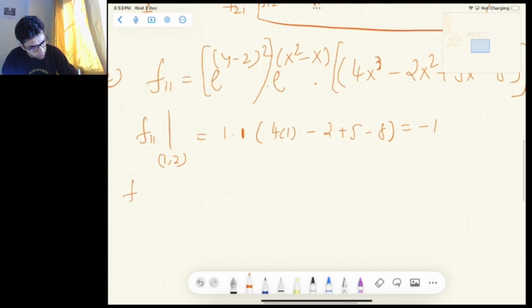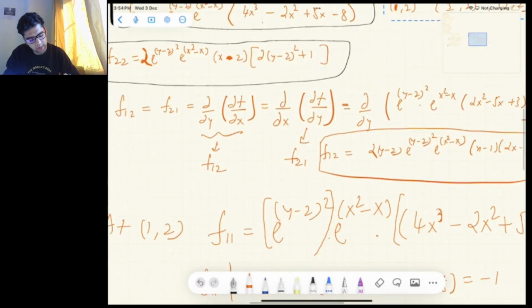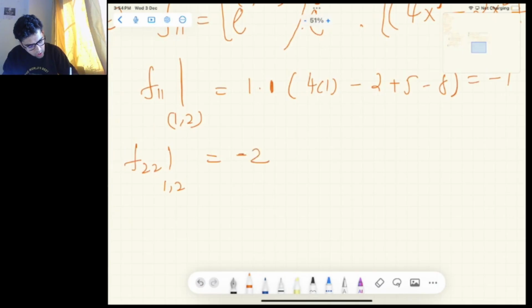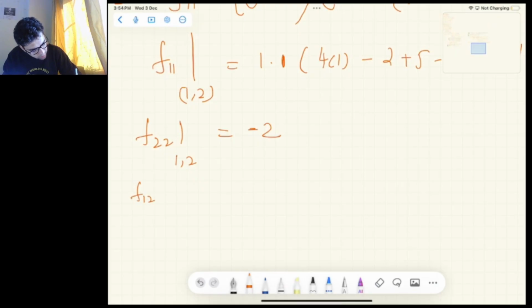Now f22 at 1 comma 2 becomes, if I just substitute it manually, 2 into 1 minus 1, so minus 2 so far, and 2y minus 2 becomes 0, so I get minus 2. f22 at 1 comma 2 becomes minus 2. You can just substitute and check.